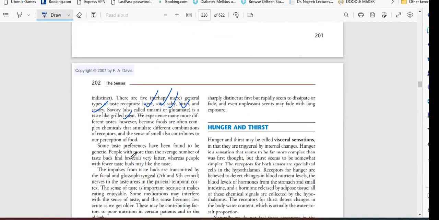Other than that, if we mix food, just like tea or coffee, you can taste the coffee. It has a bitter taste, some salty taste, and as you add sugar to the coffee, you can observe multiple tastes on the tongue.